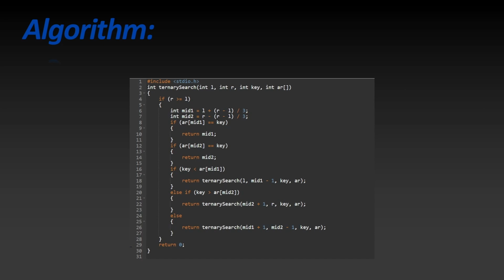Our final case is when neither of these conditions are satisfied. This means that the key is in the middle part of the array. So this time we'll update both left and right in the recursive call. We'll update left to be mid 1 plus 1 and right to be mid 2 minus 1. Key and the array are again the same. So this way, using the recursive call, we can find the search element. We also have a return zero statement, which is executed when none of the elements are found.